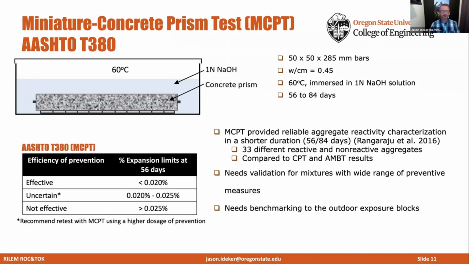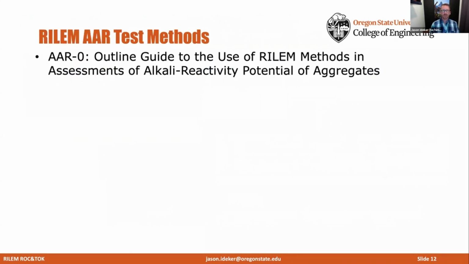Currently, the standards for expansion in this test are to assess the expansion at 56 days, and a mixture that would be said to pass the test or to have an effective prevention measure would be less than 0.02%. Something that's uncertain would fall between 0.02 and 0.025%, and something that was not effective would be greater than 0.025%. One of the things that this test needs, though, because it is so new, is benchmarking against our outdoor exposure blocks as well as real field structures.